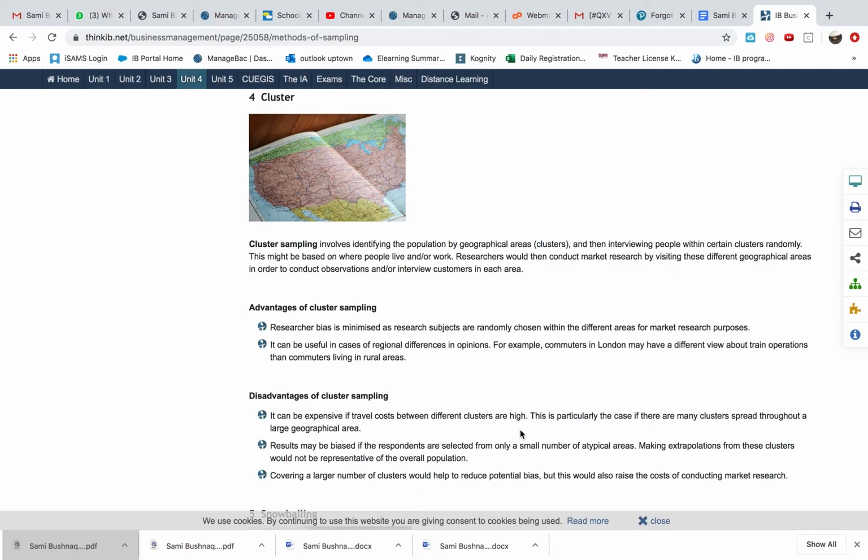So the advantage of cluster sampling, going to the areas of your sample group, is researcher bias is minimized as the research subjects are randomly chosen within their different areas for this market research. And it can be used in cases such as regional differences in opinions. For example, commuters in London may have a different view about train operations than commuters in a rural area, because in London, the train is much more needed than maybe in a rural area. So it makes sense to separate by clusters.